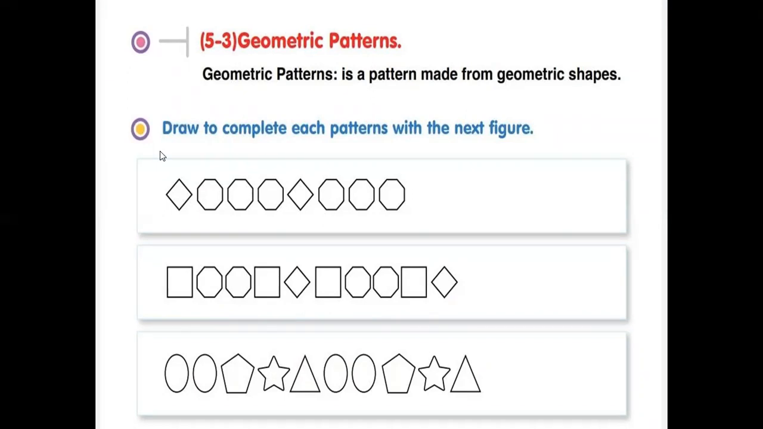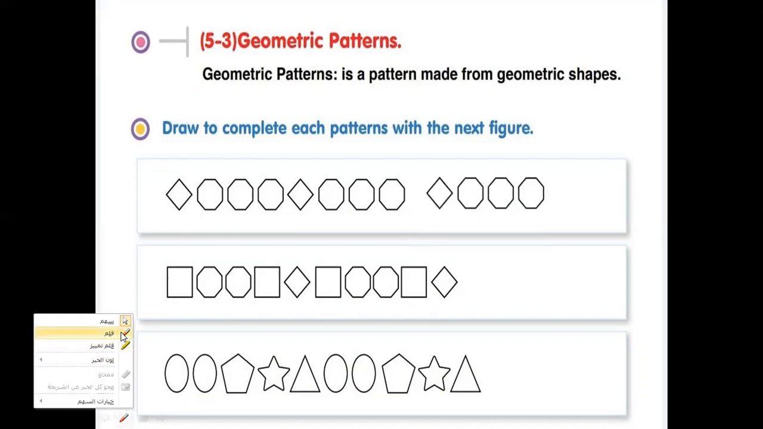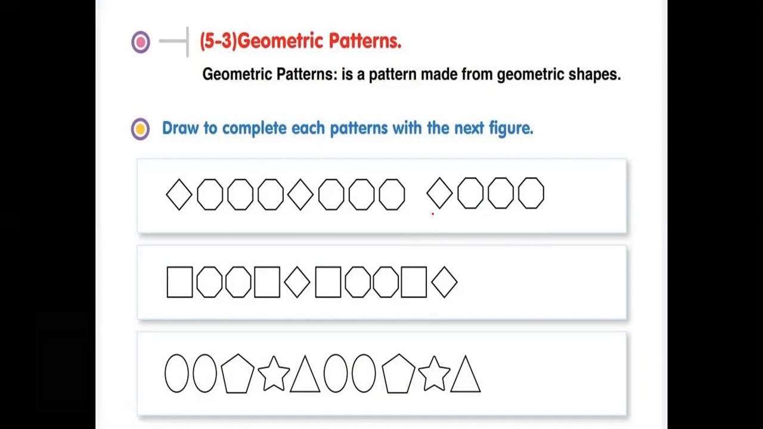Okay, so draw to complete each pattern with the next figure. Look at figure number one. We have rhombus. Rhombus means المعين, شكل المعين. And we have three octagons. Rhombus and three octagons. So what are the next shapes here? Yes, so we have a rhombus and we have three octagons. So this is the continue of the patterns, rhombus and three octagon.